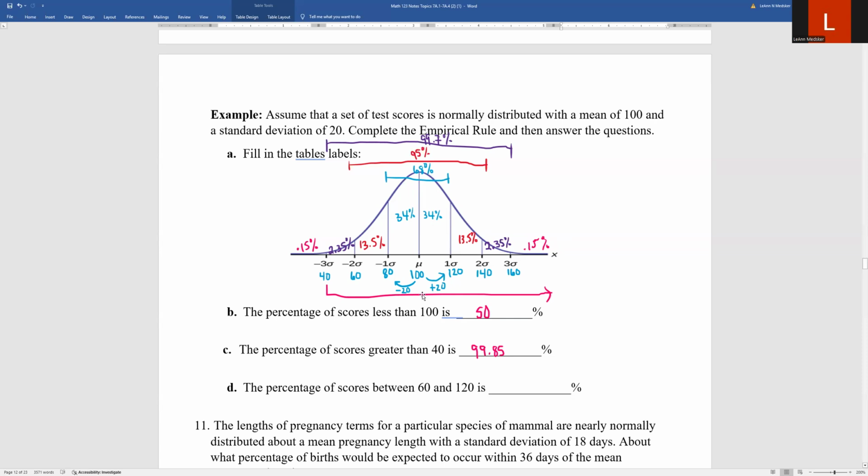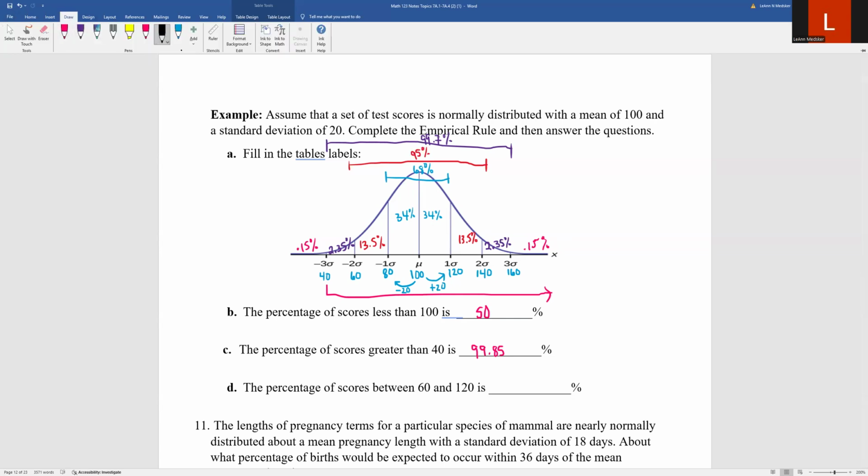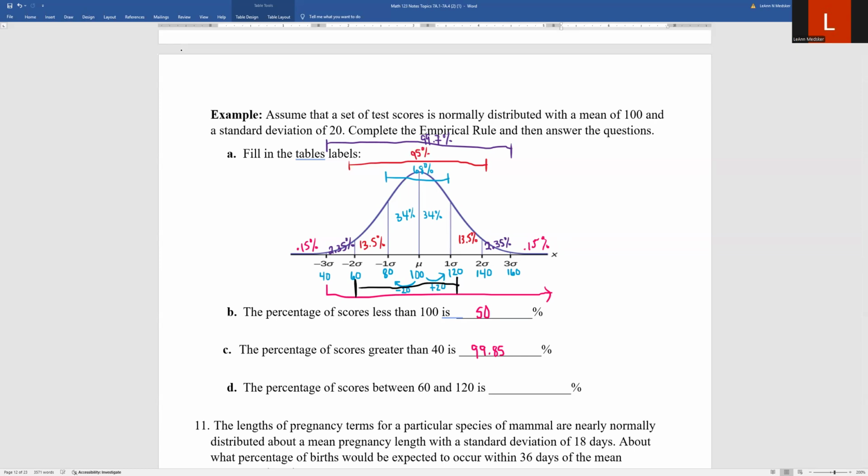And then between 60 and 120, let's use a different color. So here's 60, here's 120. Okay, so this is a useful time to have these little percentages because notice this one's 2 below my mean, but this one's only 1 above. So I can't use 95% because that goes from 2 below to 2 above. We're short of that. So we need to add those three together. So 13.5 plus 34 plus 34. So that's 81.5%.